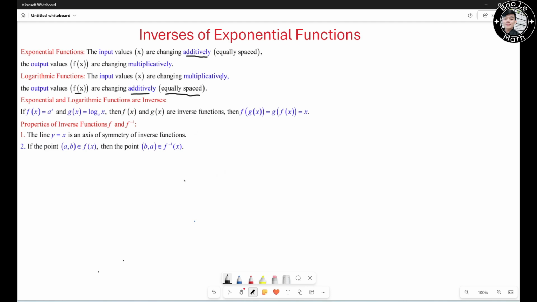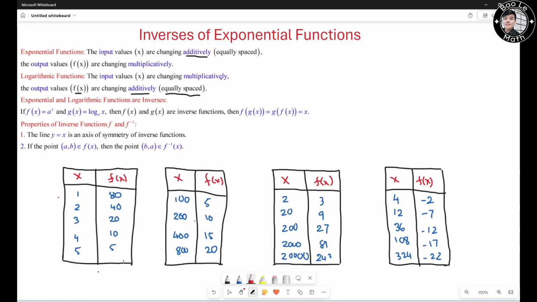Now let's take a look at a few examples. Let's look at the first one. You see that the x value increases by 1 each time. The y values multiply by 1/2 each time. So based on the definition of exponential function, this is an exponential function.